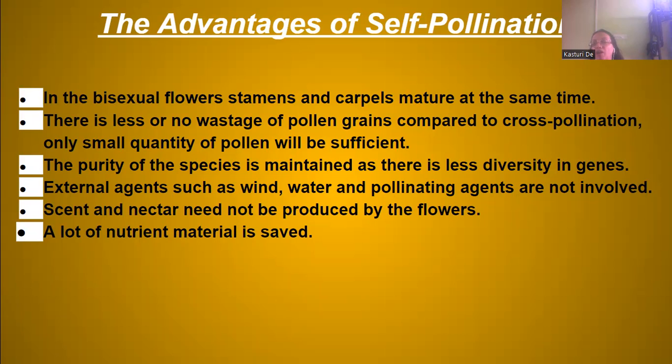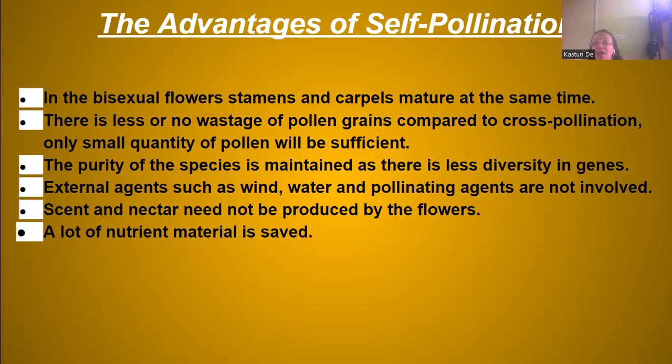So what are the advantages? First is that stamens and carpels mature at the same time. There is less or no wastage of pollen grains compared to cross-pollination. Only a small quantity of pollen grain is sufficient for self-pollination. The purity of the species is maintained. There is less diversity in the genes. No mixing comes from here and there, and diversity of the genes is not happening. So purity of the species is maintained.